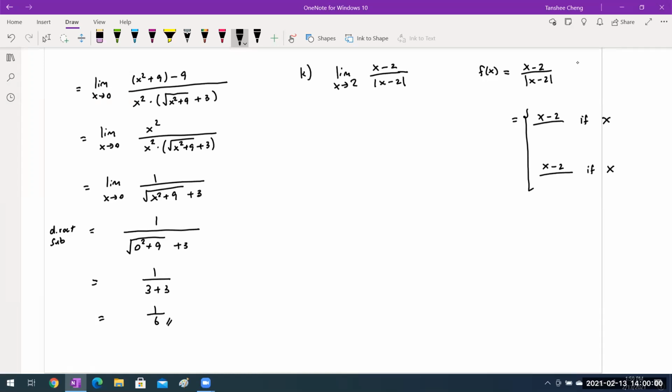So example K, we are looking at limit as x approaches 2 of x minus 2 over absolute value of x minus 2. So as you can see, this rational function is very similar to the previous example. The limit that we approach is not within the domain of this rational function, because x cannot be equal to 2 in the denominator. And so what we need to consider now is, can we simplify, right? So when we want to simplify it, we need to know how to write the function x minus 2 over absolute value of x minus 2 without the absolute value, using the definition to write down the piecewise defined function.